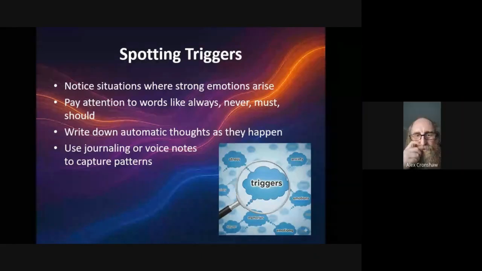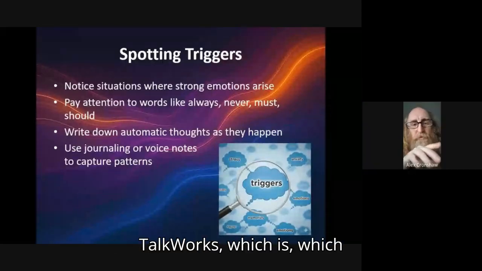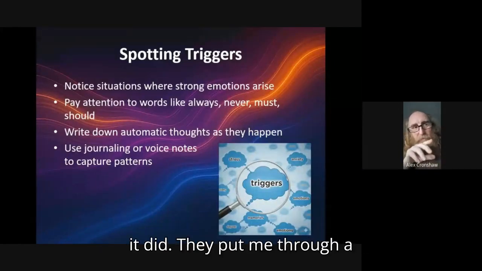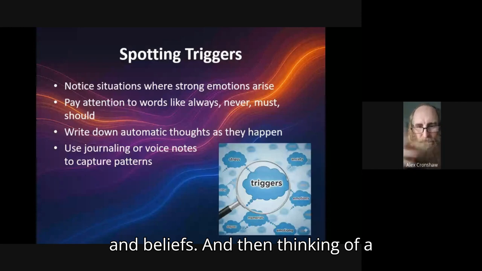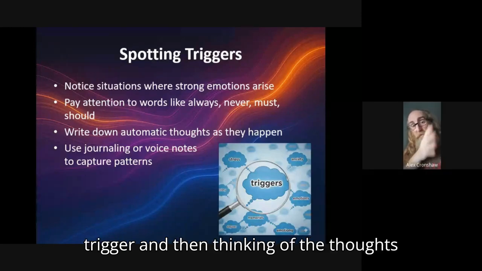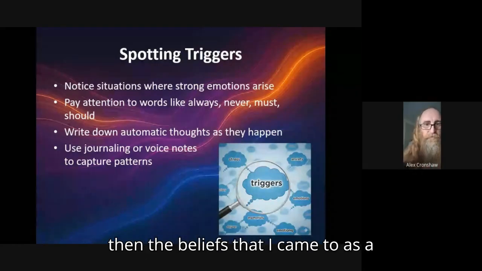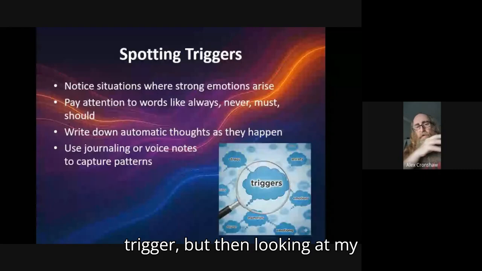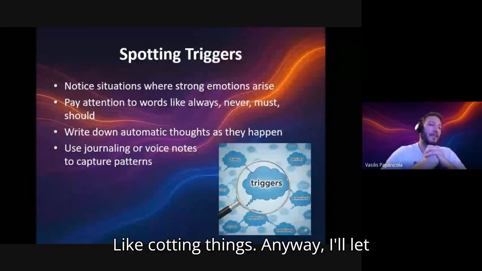Yeah. And really then the easiest way of getting through that is something I've done with CBT, with TalkWorks, which very rarely works, but in this instance it did. They put me through a process of working out something called a TFB sheet, which is thoughts, feelings, and beliefs. Thinking of a trigger, then the thoughts that stemmed from it, the physiological feeling and the emotional feeling, and then the beliefs I came to as a result, which guided my actions. So not just looking at a trigger, but at my interaction with that trigger. That helps me to pull away from psychotic things. Anyway, I'll leave you in peace.